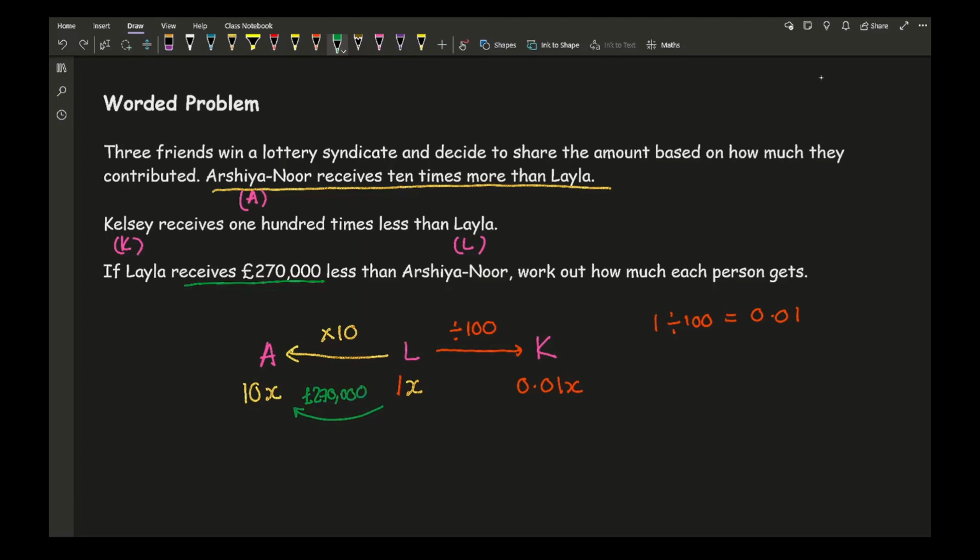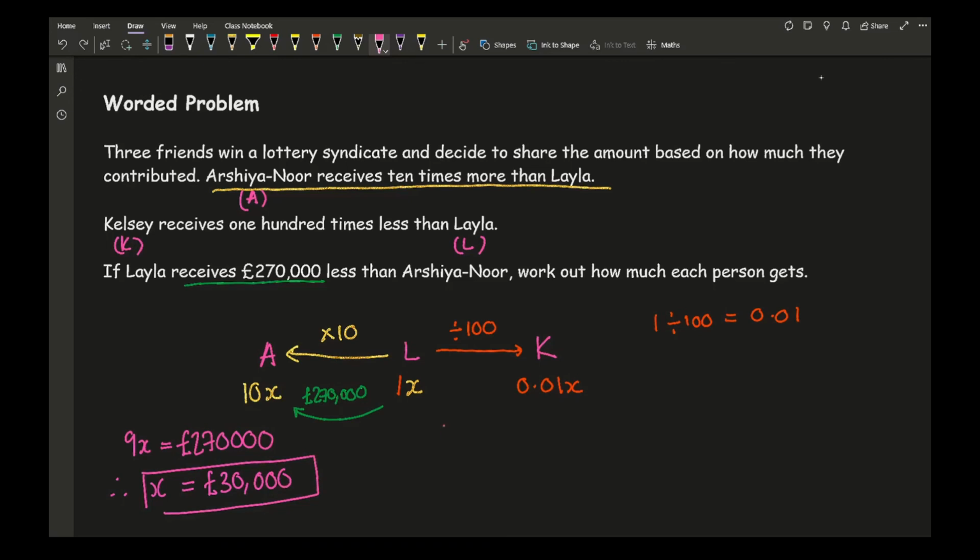So that means that the difference between these two amounts is 270,000. Now, if I've not lost you already, if we look at the difference between 1x and 10x, that means that 9x, which is the difference between Layla and Arsenal, is equal to 270,000. So to work out what x is, I need to divide by 9, which gives the answer of 30,000. So x is 30,000.